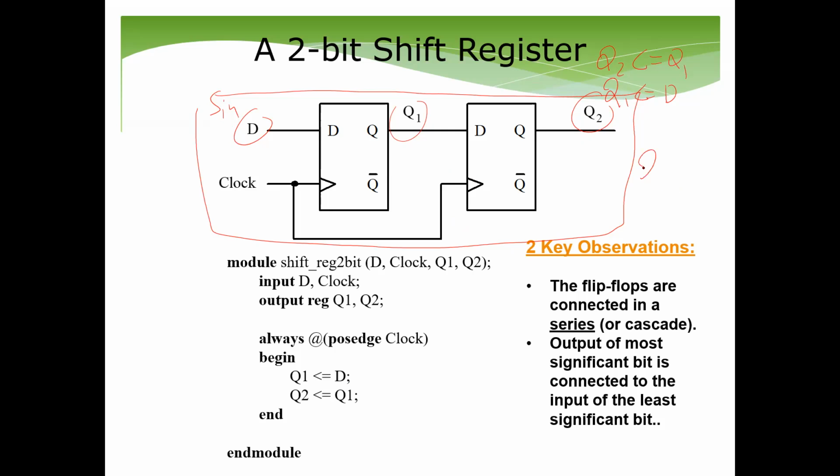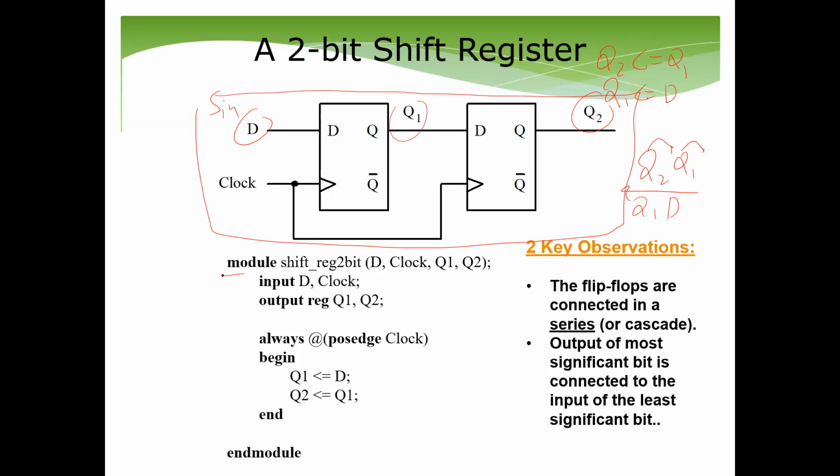Okay, if you have a number Q2 and Q1, if Q2 is taking Q1 and Q1 is taking D, is this a shift right or a shift left operation? Shift left. This is a shift left operation, yes. So the new value is going to be Q1 here and then the value of D here. So what you did, you shifted left by 1 bit.